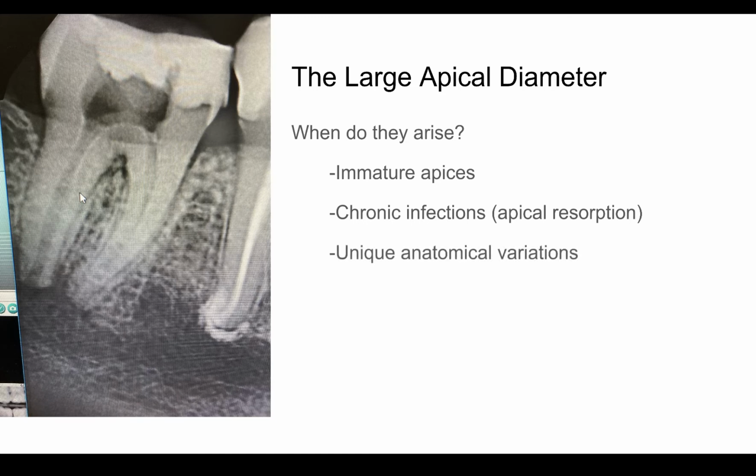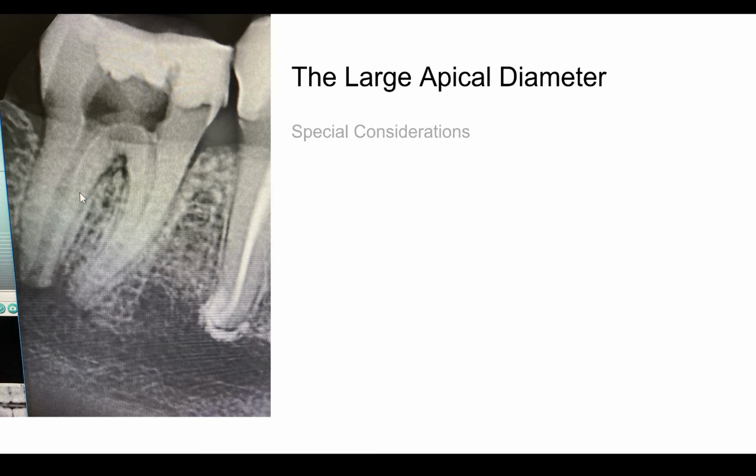And then sometimes there's just unique anatomical variations, ribbon-shaped canals where two canals meet into one. Honestly, distal canals of lower second molars, we tend to have larger canals and sometimes larger apical diameters, palatal roots of upper first and second molars, so on and so forth. So here are some special considerations, things to think about as we're going about this.